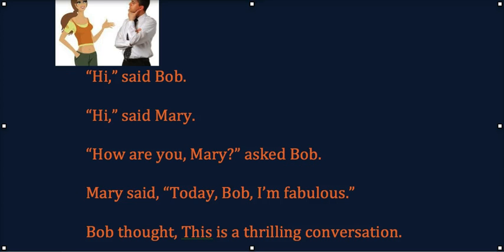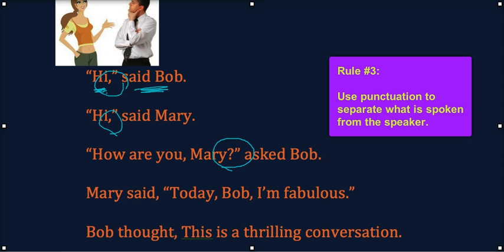Rule #3, use some kind of punctuation to separate what is spoken from who is saying it. Here it's a comma, and usually it will be a comma, but sometimes it's a question mark. You need some kind of punctuation to separate what someone is saying from who is saying it.